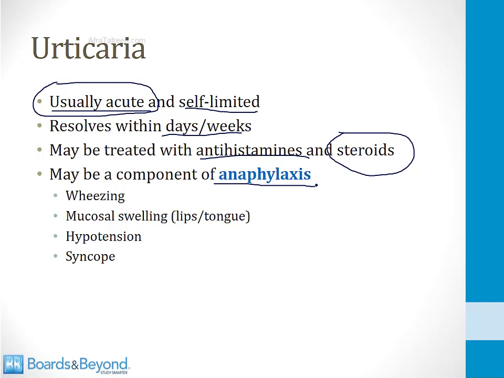But in addition to the skin findings of urticaria, they will have wheezing from bronchoconstriction. There can be swelling of the mucosa, especially the lips and the tongue, and this can be life-threatening. There can also be hypotension and syncope. These are features of anaphylactic shock.